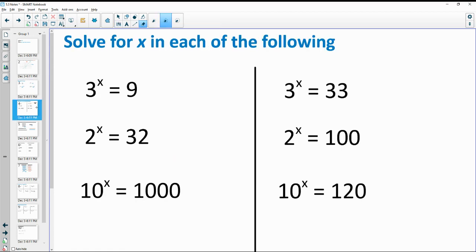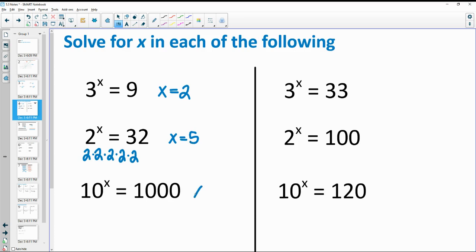All right, then let's solve for x in each of the following problems. Let's start on the left-hand column here. So 3 to the x equals 9. What would x be? So we know that 3 to the 2nd power equals 9. So our x would be 2. 2 to what power is 32? So 2 times 2 is 4, times 2 is 8, times 2 is 16, times 2 is 32. So 2 to the 5th power.